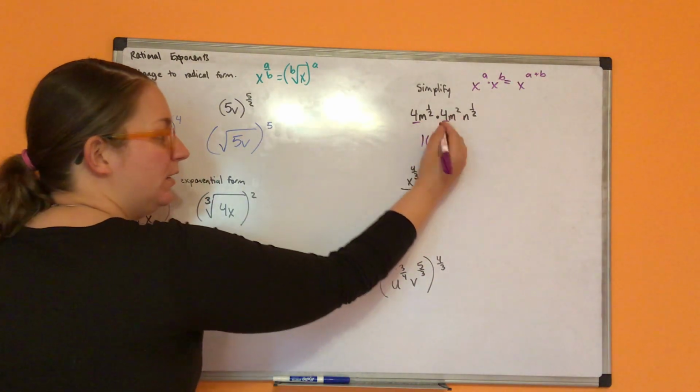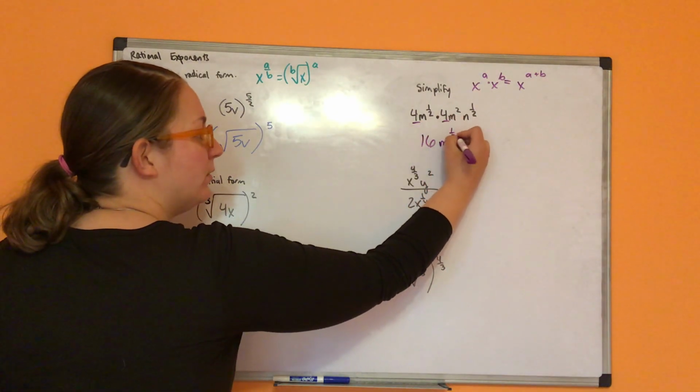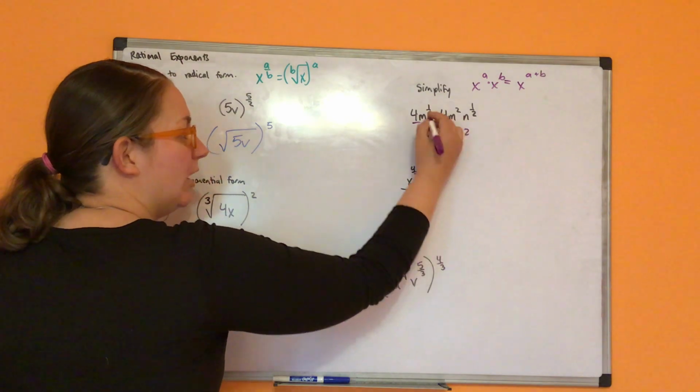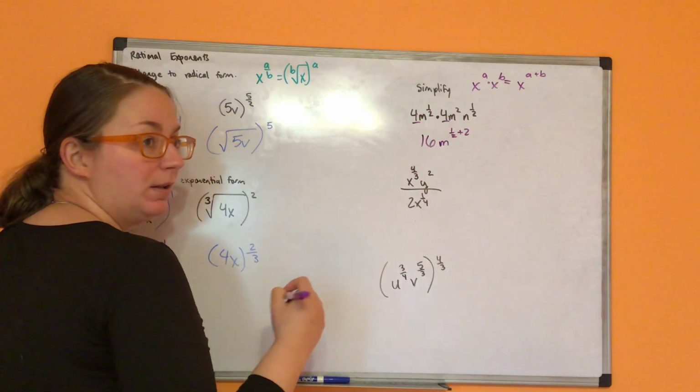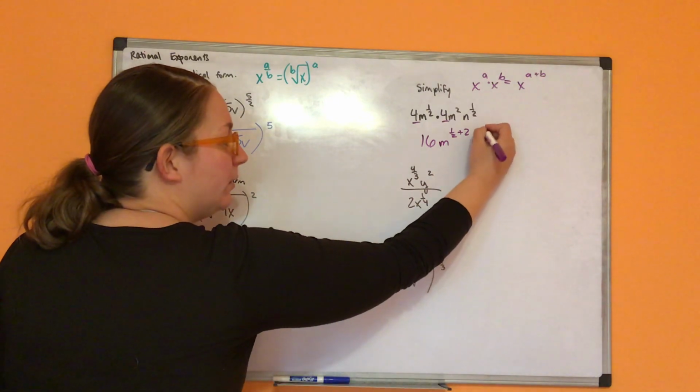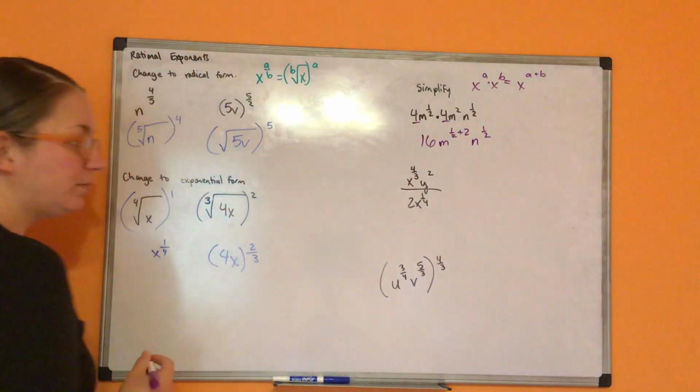I have m's here, so I'm going to add 1/2 plus 2, because I have m to the 1/2 and m squared. And then I only have one thing with a base n, so it's not going to change, it's going to stay the same.